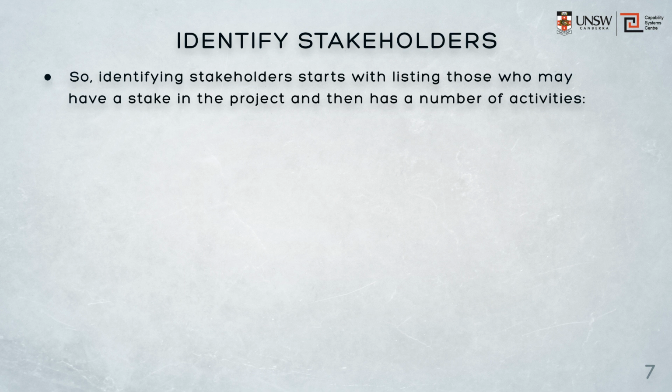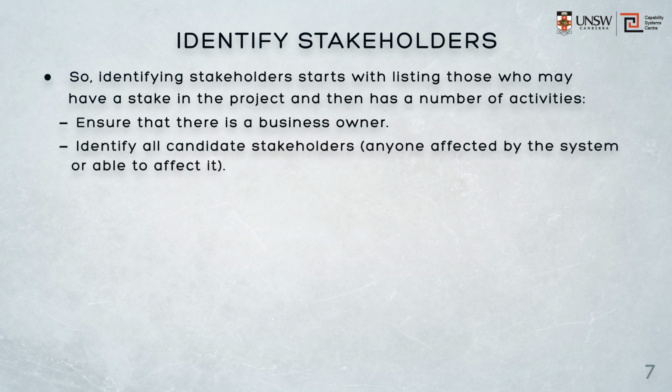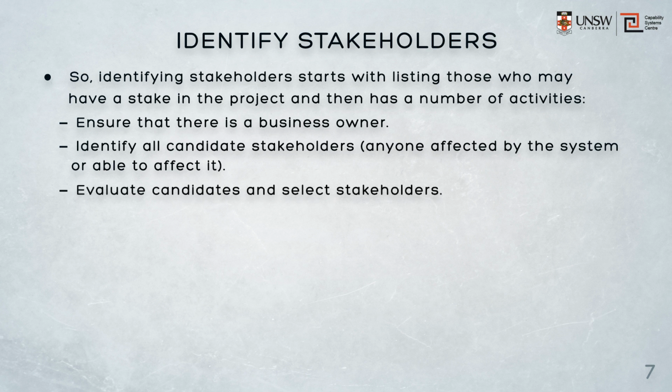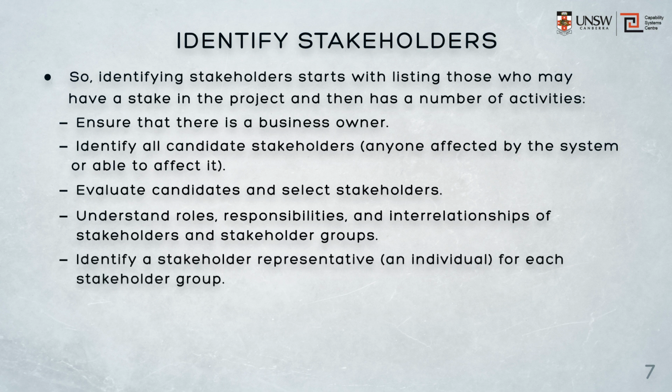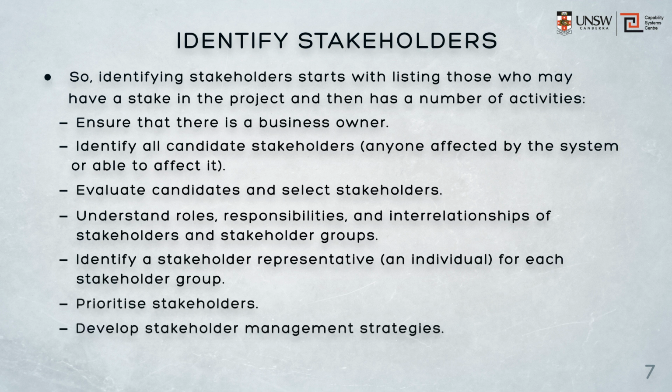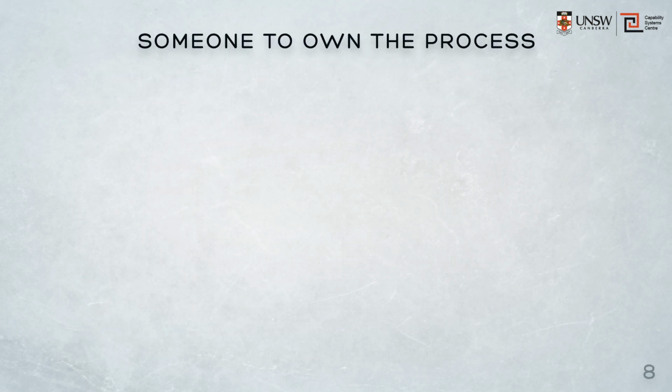of activities. First, we need to ensure that there's a business owner. Then we identify all candidate stakeholders, that is, anyone who is affected by the system or able to affect it. We then evaluate those candidates and from them select the stakeholders. We understand the roles, responsibilities and interrelationships of the stakeholders and the stakeholder groups. For each group we identify a representative, an individual. We then prioritise the stakeholders, develop stakeholder management strategies, and finally wrap all that up and include it in a stakeholder management plan. Let's start with the business owner.